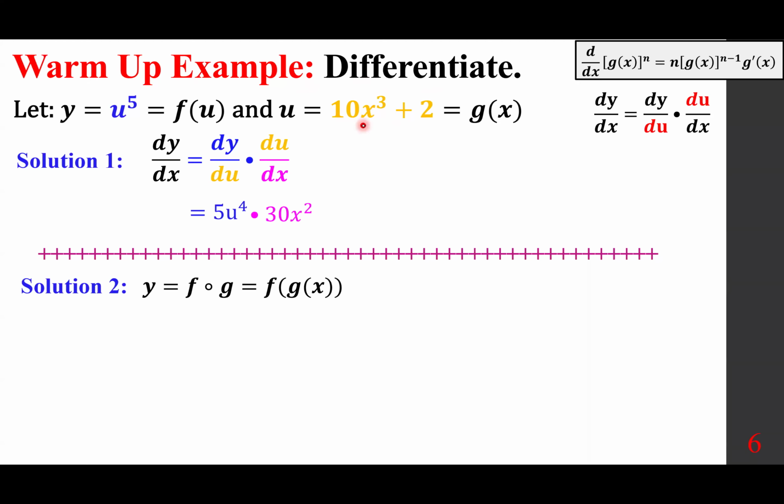Very simple. So the product of the two is 5 times u, where u is 10x cubed plus 2, to the power of 4, times 30x squared. You put that in front, and it becomes 150x squared times 10x cubed plus 2 to the power of 4. And we are done.